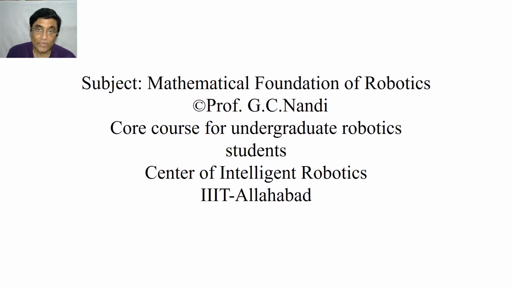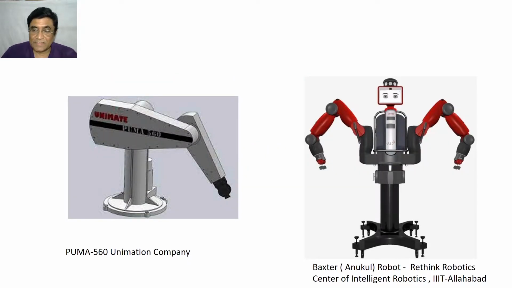Today, as you know, with all the basic materials digested properly, I believe, we are going to really design a real robot, which is known as Puma. Another robot we'll also deal with in the next lecture is Baxter. So let us start. As you know, this is Puma, made by Unimation Company initially.